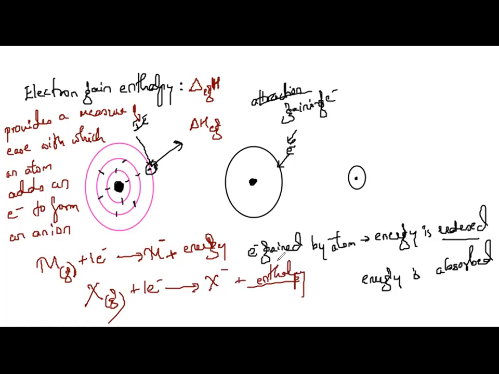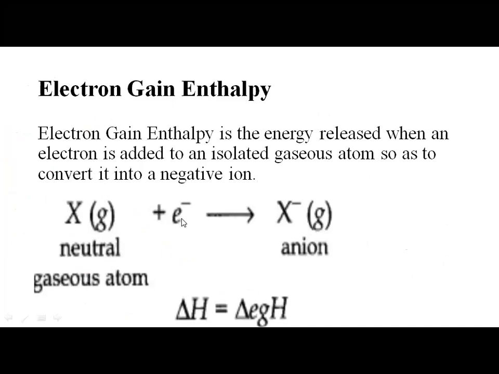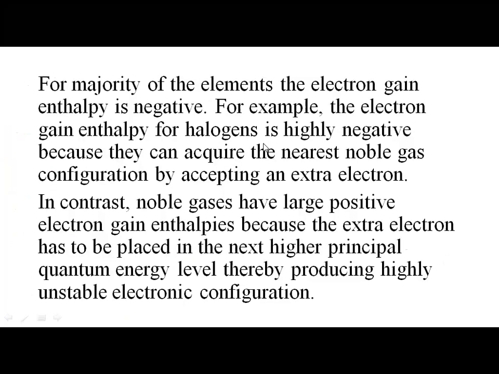Understood? So this is nothing but electron gain enthalpy. So let us see what is given here. X neutral gaseous atom, one electron, so it is X minus anion. So delta H is equal to what? Electron gain enthalpy. Okay. For majority of the elements, the electron gain enthalpy is negative.